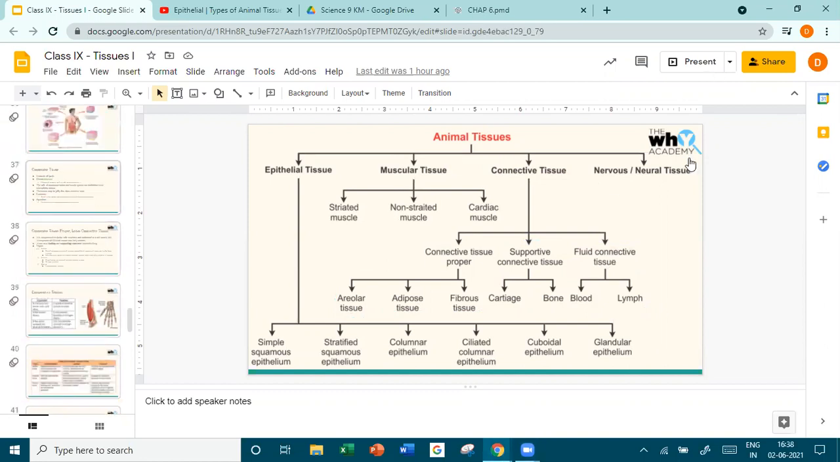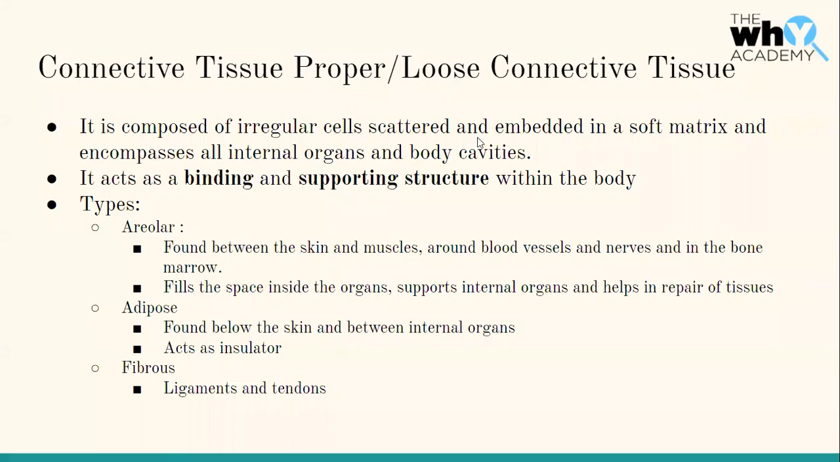Yes. So there are two names for this. One is connective tissue proper, or it is also known as loose connective tissue. There are three subcategories which fall under this type: areolar, adipose, and fibrous. So what are the basic characteristics? It is composed of irregular cells scattered and embedded in a soft matrix.